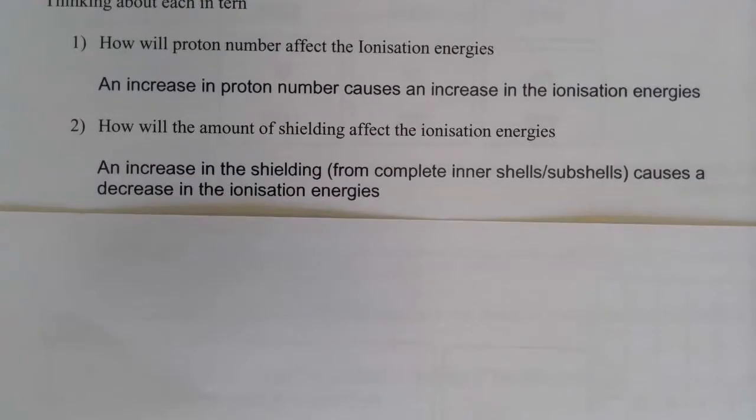Shielding shields the outer shell electron that you're trying to remove from the nucleus. So an increase in the shielding will cause a decrease in the ionization energy, because the nucleus can't exert such a force on the outer shell electron, because the electron is being shielded from experiencing that full force by complete inner shells. Sometimes also this works with subshells.